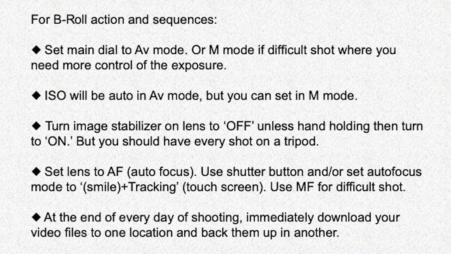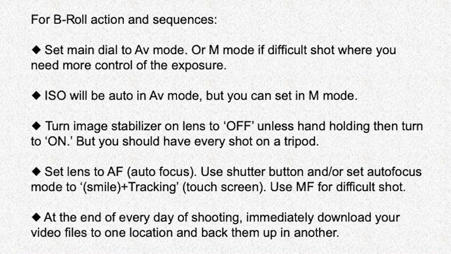The ISO, you can also put in auto mode so that the camera can again decide what's the best way to shoot a scene so that it does not get over or underexposed. My recommendation again is to turn the image stabilizer in the lens to off because we're going to be shooting everything on the tripod, so you won't need stabilized video.